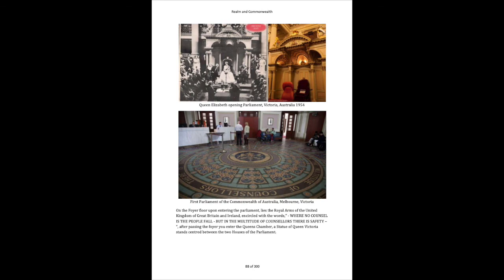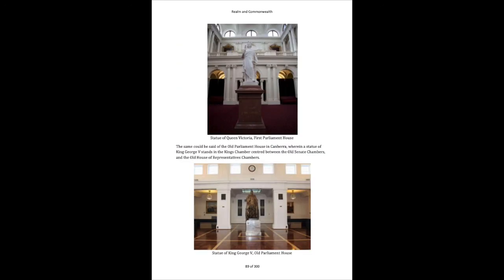On the foyer floor, upon entering the Parliament, lies the royal arms of the United Kingdom of Great Britain and Ireland, encircled with the words, "Where no counsel is the people fall, but in the multitude of counsellors there is safety." After passing the foyer, you enter into the Queen's Chamber. A statue of Queen Victoria stands centred between the two Houses of Parliament. The same could be said of Old Parliament House in Canberra, wherein a statue of King George V stands in the King's Chamber, centred between the old Senate chambers and the old House of Representatives chambers.